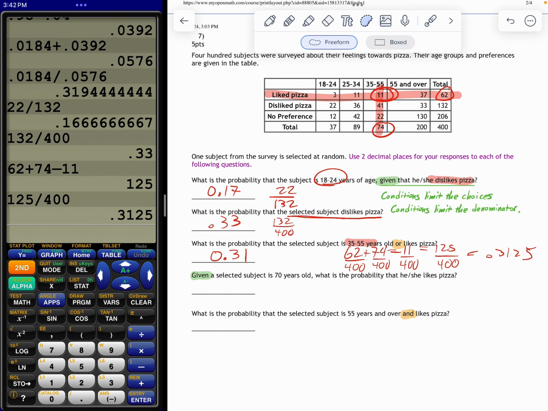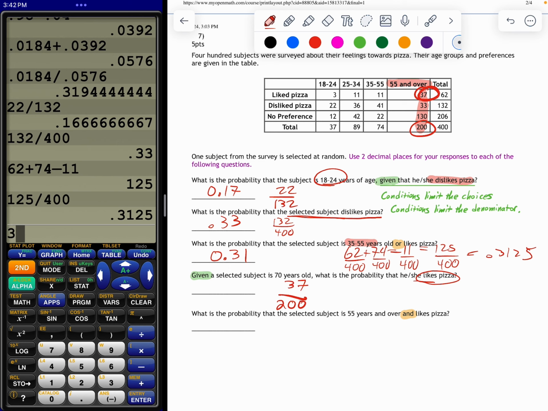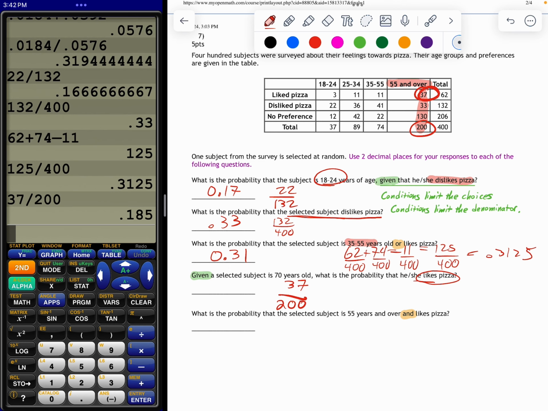The fourth one, it has a condition. I put it at the beginning. So I'm going to highlight my condition because I'm limited to them. Given the subject is 70, 70-year-olds are in this category. So I'm limited to these 200 people. So my denominator is 200. In that column, how many of them like pizza? And that's 37. 37 out of 200. And then round it to 19.